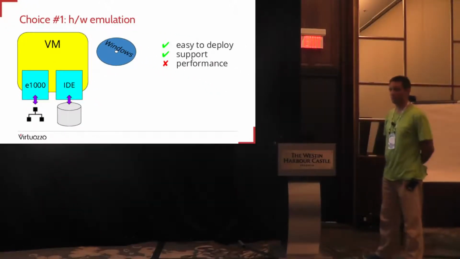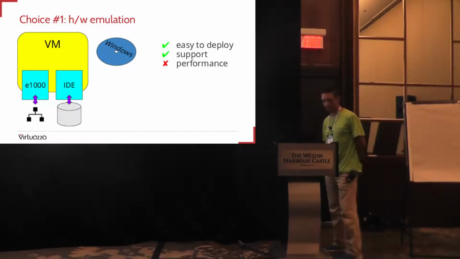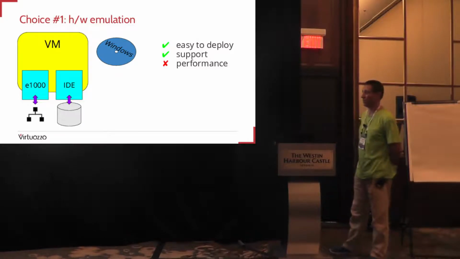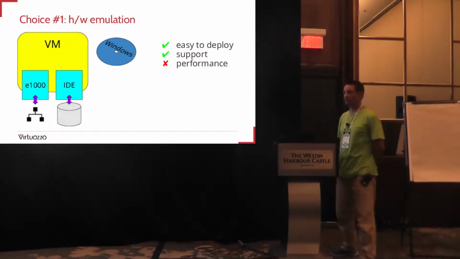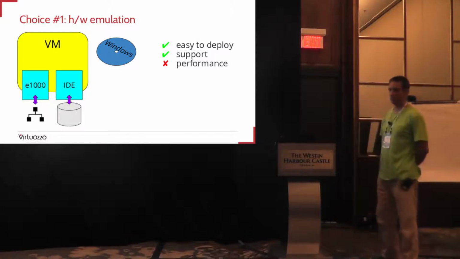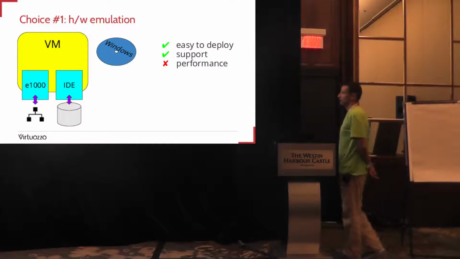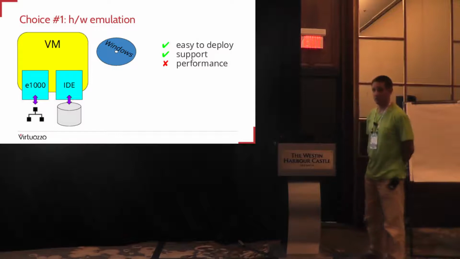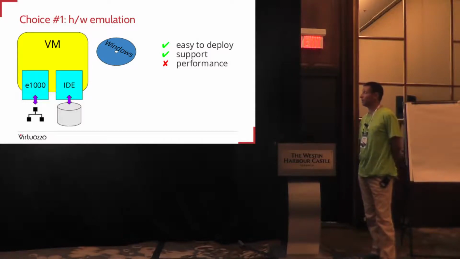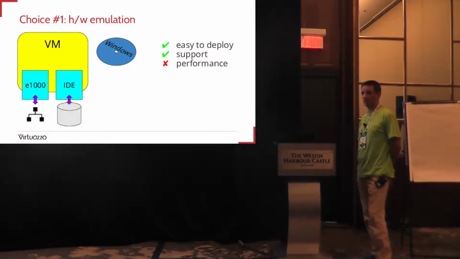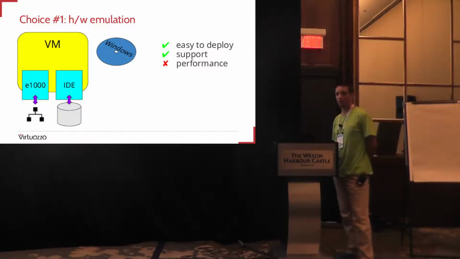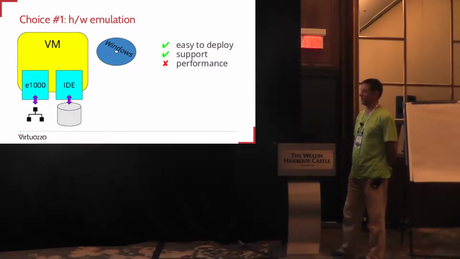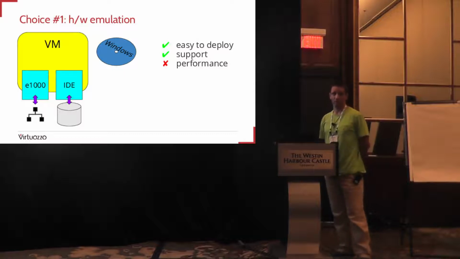So the first and most obvious thing is to do emulation of the real hardware. So set up a virtual machine with, say, 1000 network interface and IDE hard drives. And that's nice because you can do it immediately with the installation that you have. You have it supported, provided the hypervisor vendor did its homework. I'll talk about it later a bit. But you don't get the performance.